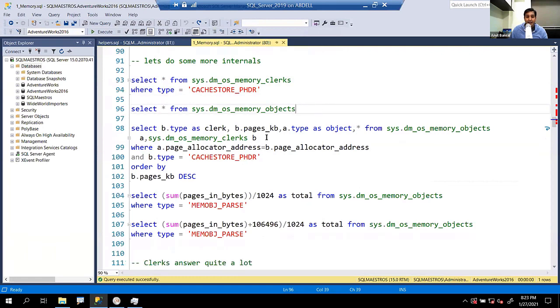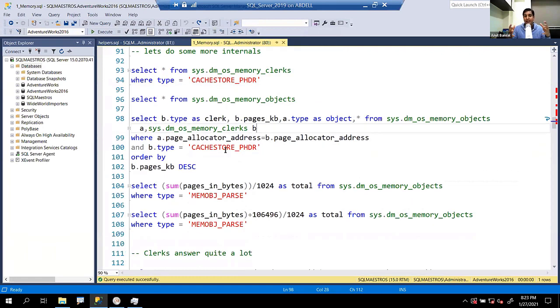Now I'm going to correlate memory clerks and memory objects. If the memory clerk cache store PHDR is consuming 85928, what are the different memory objects this particular clerk has created? If I add up the size of all the memory objects created by the clerk, I should expect probably 85928. So what I've done here is join memory objects and memory clerks using the allocator address, which is the common attribute in both DMVs. And I'm filtering on type cache store PHDR. Let's go and execute this.